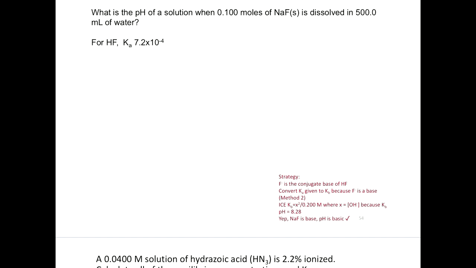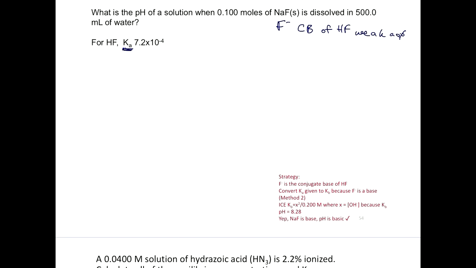It's a base, because sodium fluoride contains F minus. That is the conjugate base of HF, which is a weak acid, right? So F minus is a base, so what K expression makes most sense to use here? Kb, yes, but we got a problem, don't we? Were we given the value of Kb? No, but how can we get around that?